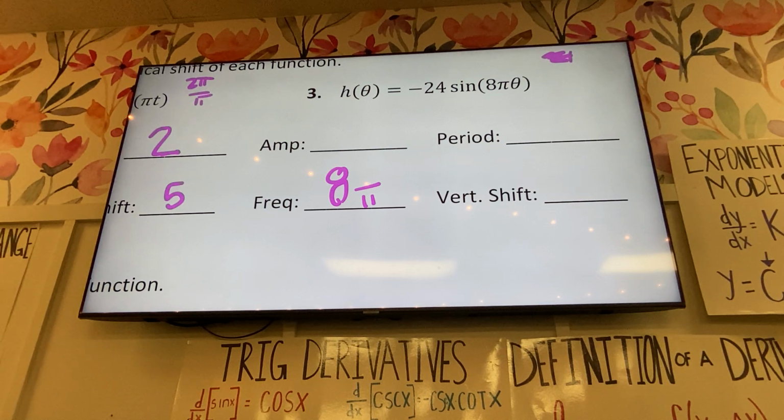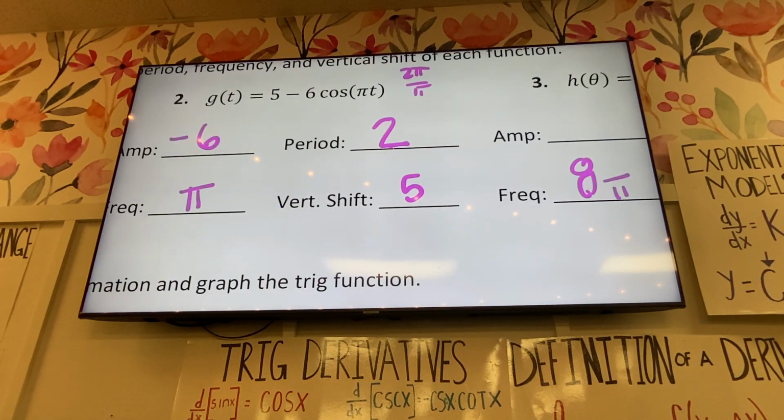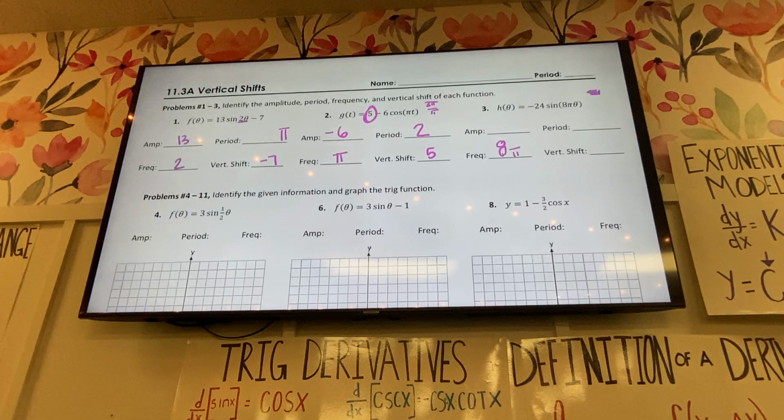Is the vertical shift on number 2 just like on top? It's 5. Yes, it's in the front, and so instead of having the +5 at the end, they put it in the front for whatever reason. So anything that's being added or subtracted on the outside, that's going to be your vertical shift. Right, oh, we have to write equations.